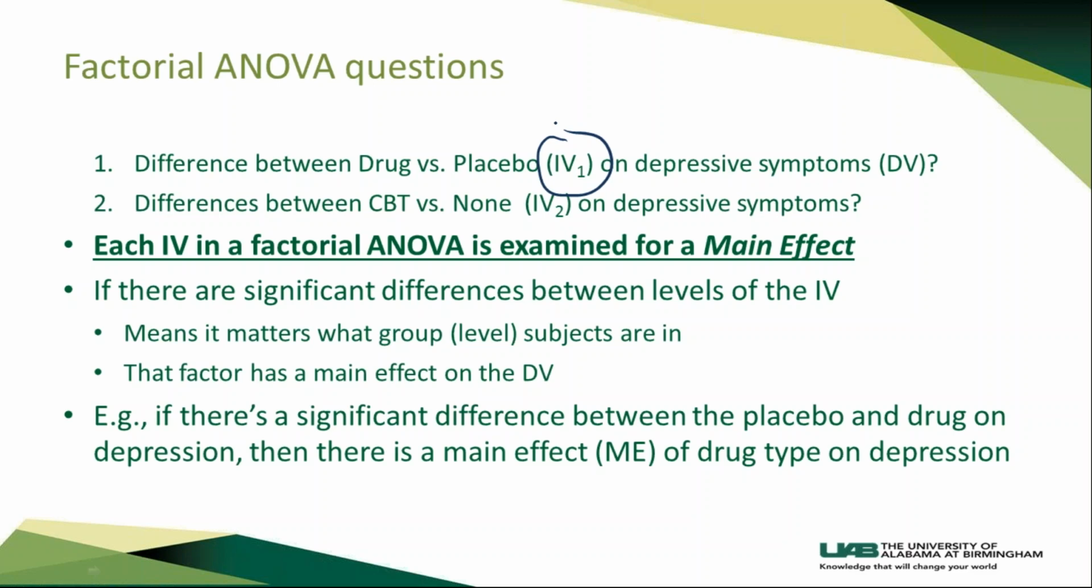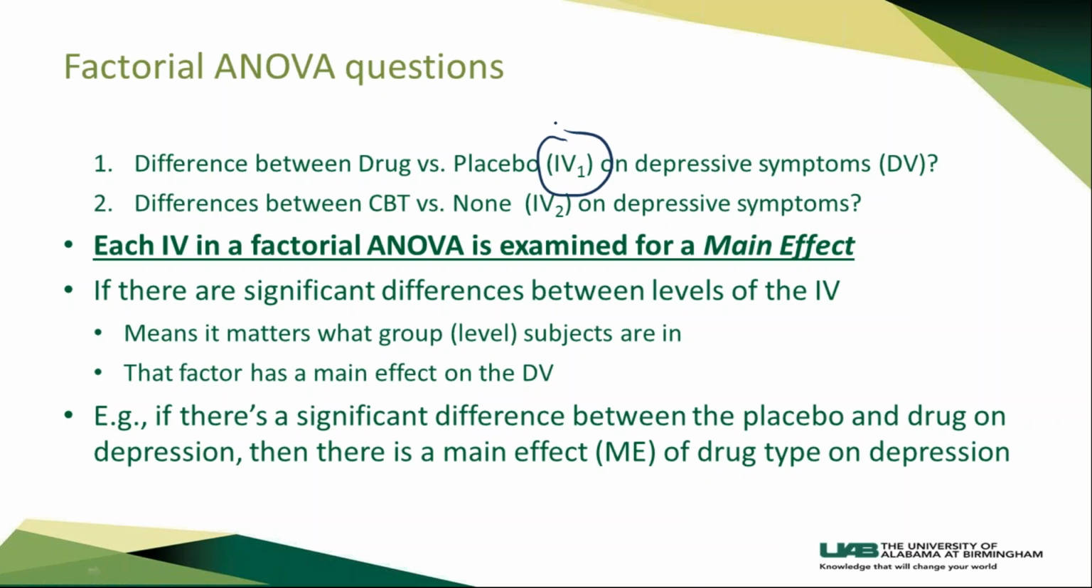All a main effect means is that there are differences between the levels of that independent variable. So if there are significant differences between the levels of an independent variable, then it means it matters what level those people in that group are in. So if it does matter which group you're in on that independent variable, in other words, if it matters whether you're in the placebo or the drug group, then that independent variable, that factor, has a main effect. So again, here's the example.